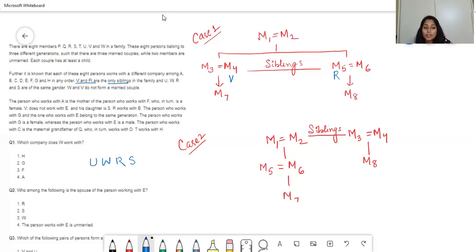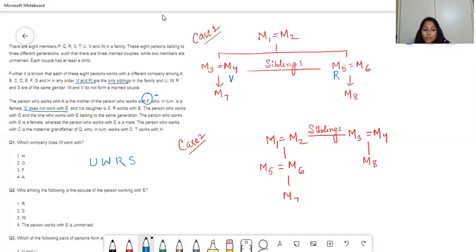Okay, the person who works with A is the mother of the person who works with F. The first relation we are getting is person working in company A is the mother of person working in company F, who in turn is a female. It means the person who is working in company F is a female. Plus denotes male and minus denotes female. V does not work with E. It means company E is not associated with V.